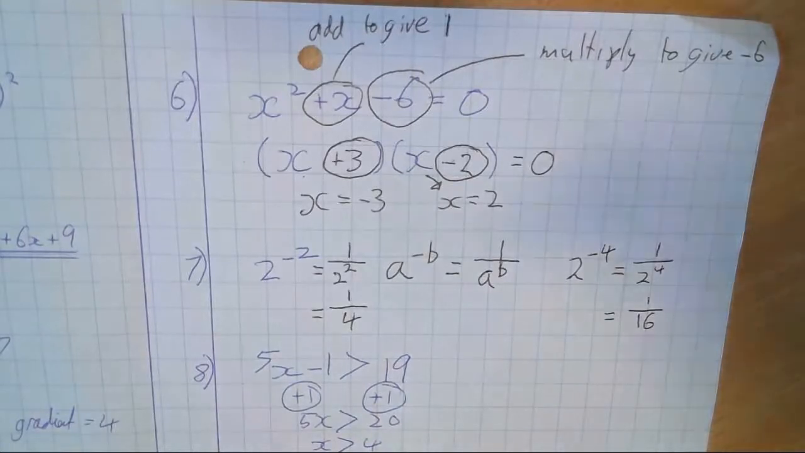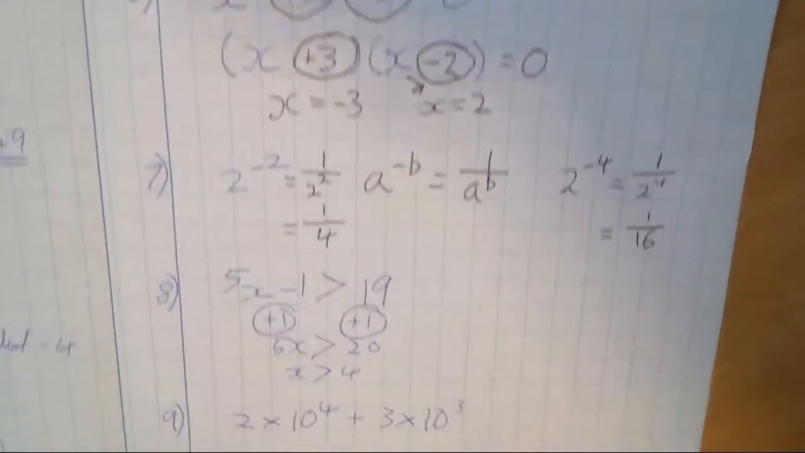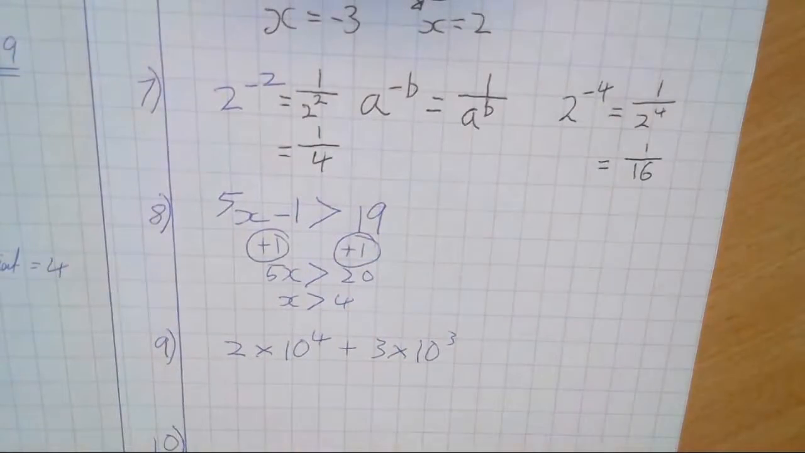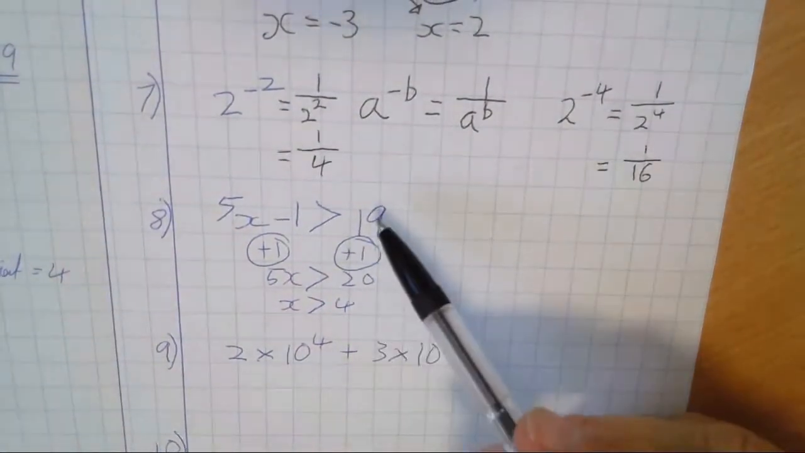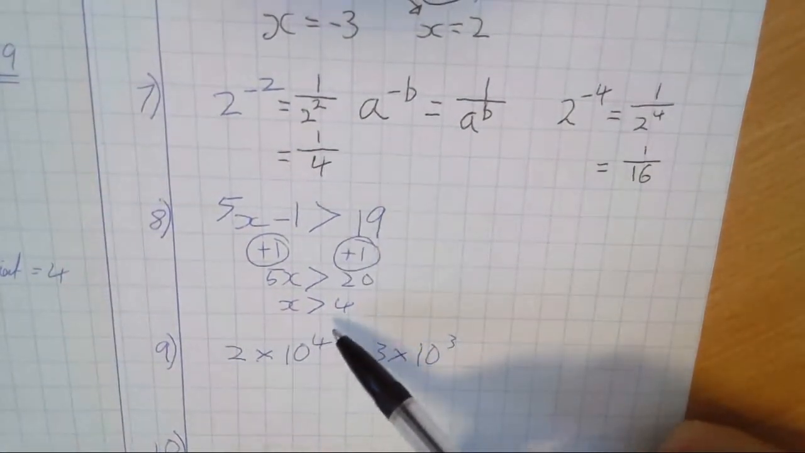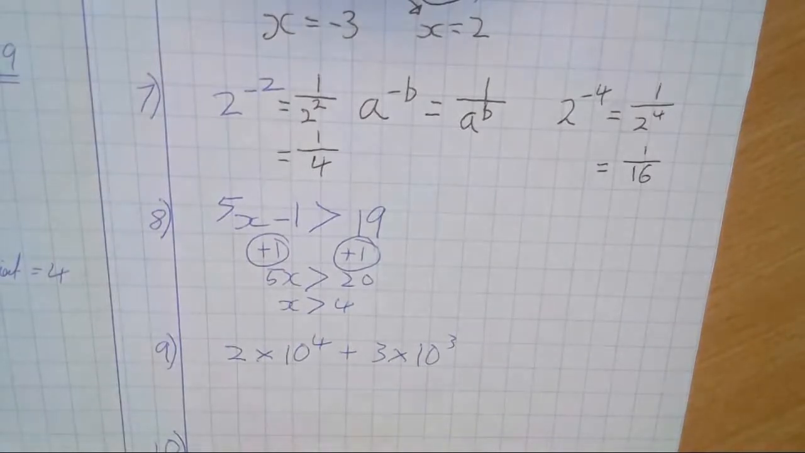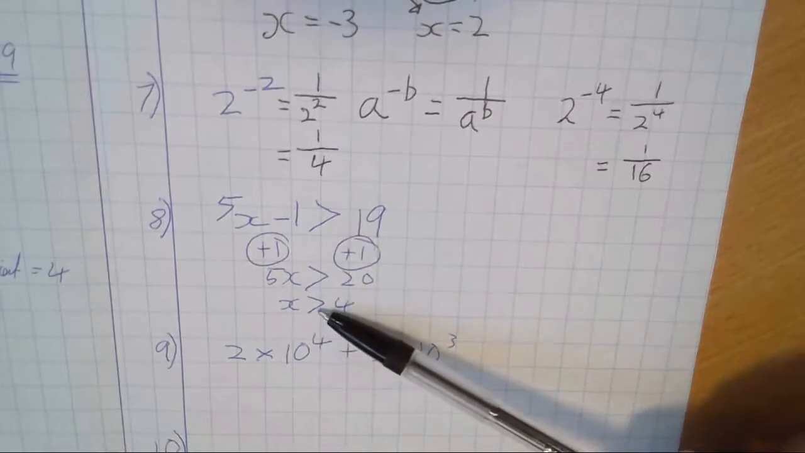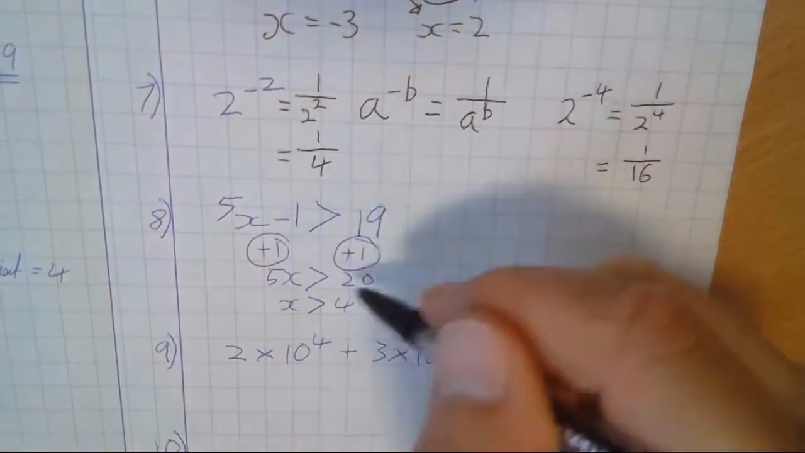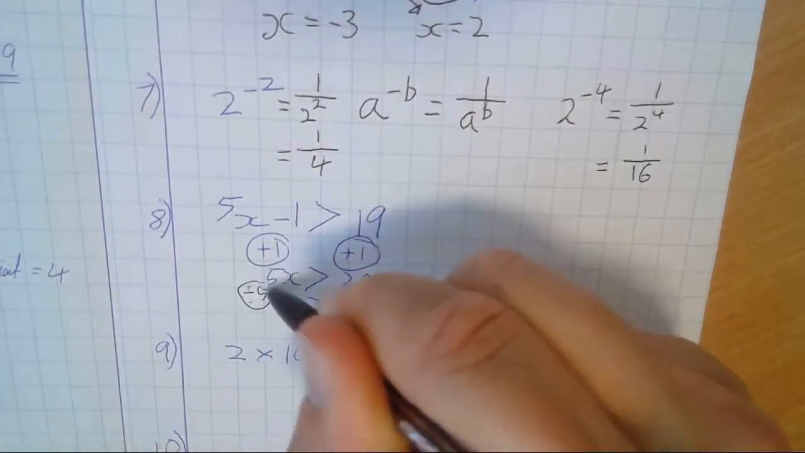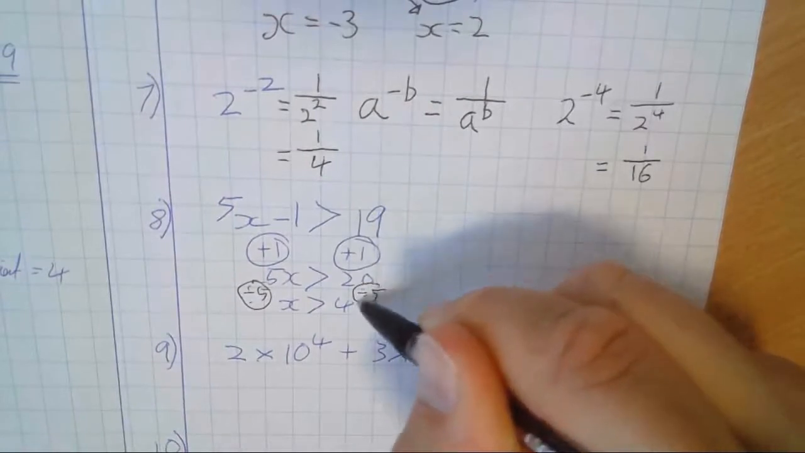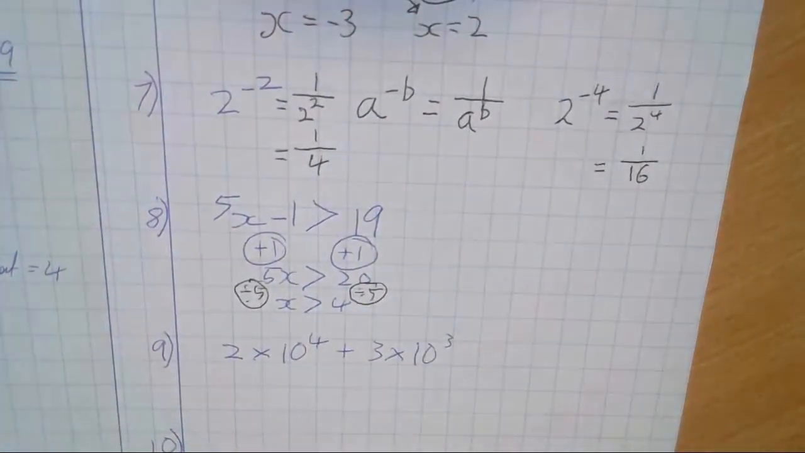Okay, question 8. Nice and easy. The mistake people tend to make for question 8 is suddenly they turn it to an equals sign. It never is an equals, it's an inequality. So just solve as per normal, adding 1 to both sides, dividing both sides by 5, and then you should get your answer there.